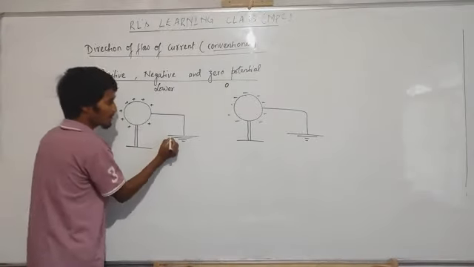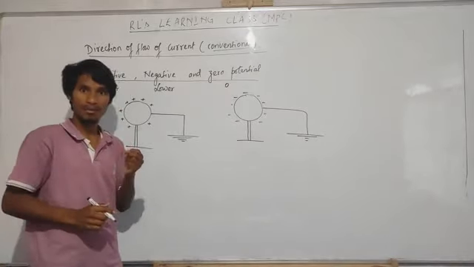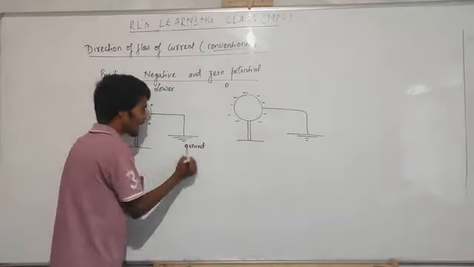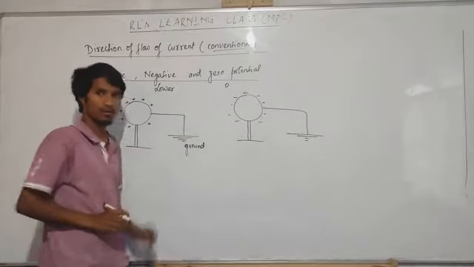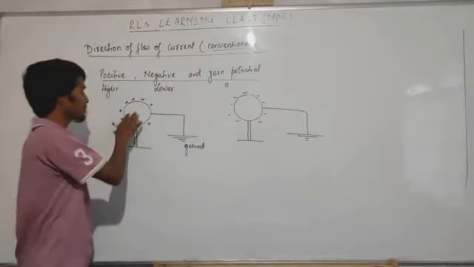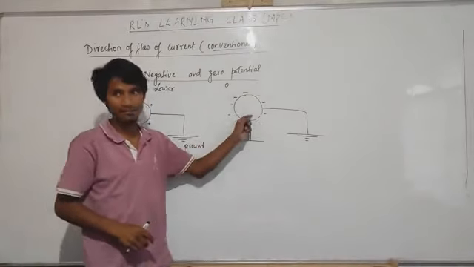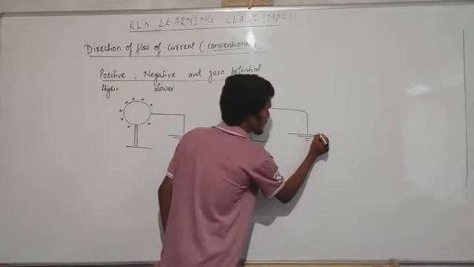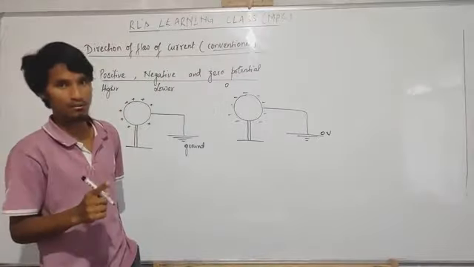And remember, whenever you see this type of line, it shows that the wire is connected to the ground. This is ground. Whenever you see this type of diagram, it shows that this wire is connected to the ground. Similarly, this wire is connected to the ground. So this is a positive conductor, which will be at a higher potential. Then this is a negative conductor, which will be at a lower potential. And this is zero potential. The SI unit of potential is volt.